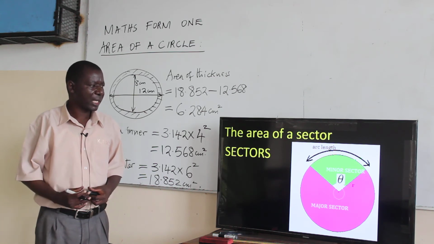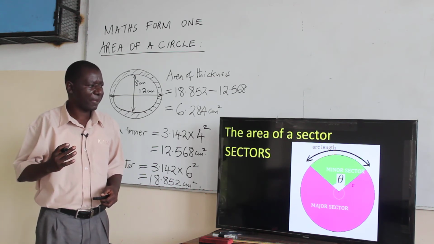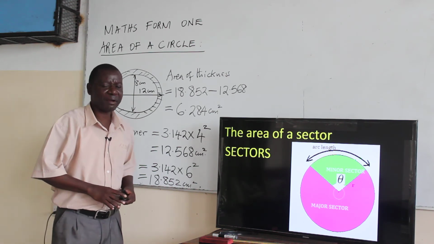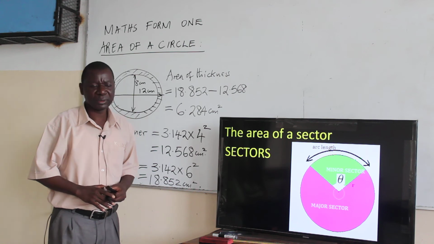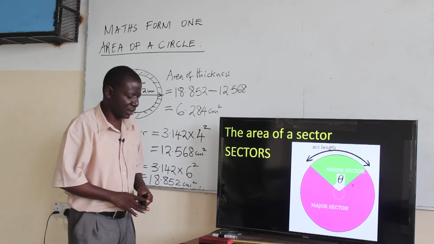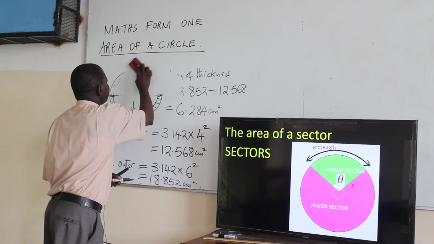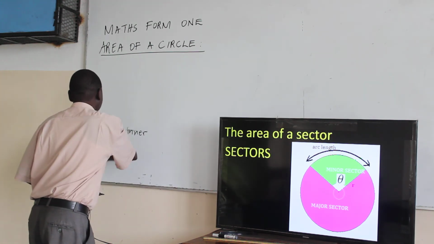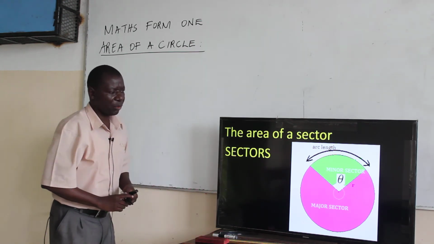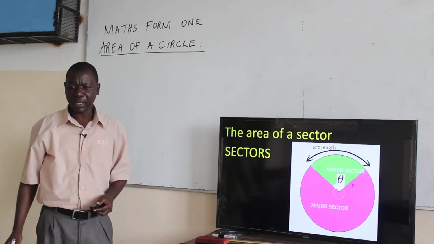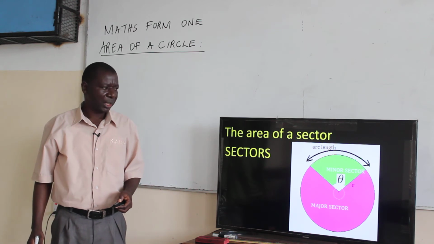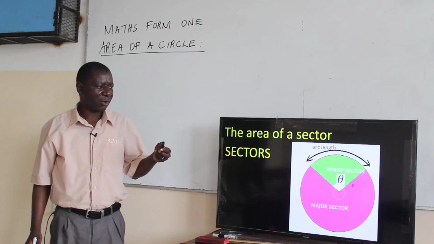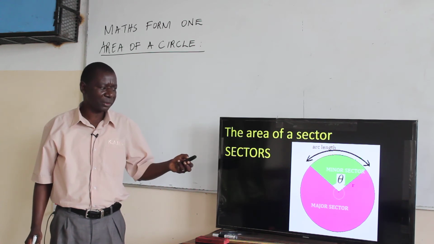A sector is just a section of a circle, or a portion of a circle, or a fraction of a circle. A sector is a small fraction of a circle. Like the one we have on our diagram, the sector is a small part or fraction of a circle.